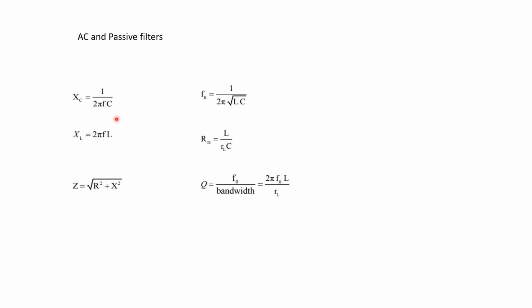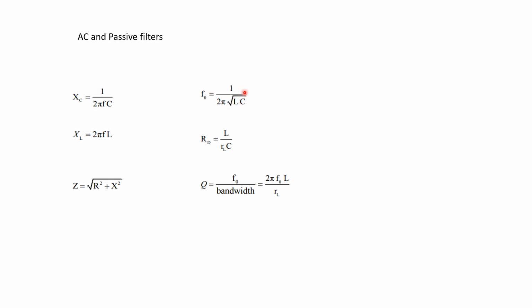These equations relate to AC and passive filters. So the reactance, which is the same as resistance really, of a capacitor is 1 over 2 pi FC. The reactance of an inductor is 2 pi FL. Remember, if you put a capacitor and an inductor in parallel, you create something called a resonant filter. The current will go through the capacitor or through the inductor depending on the frequency. If you get the reactances equal to each other and do a bit of rearranging, you get this equation here. It's called the resonant frequency.